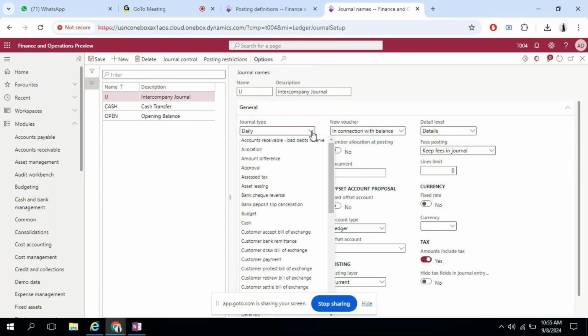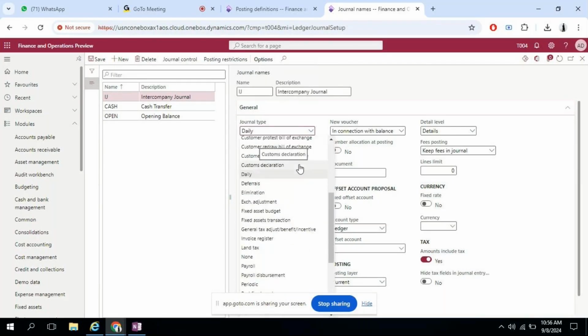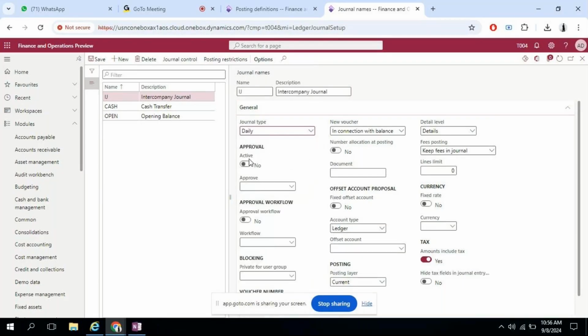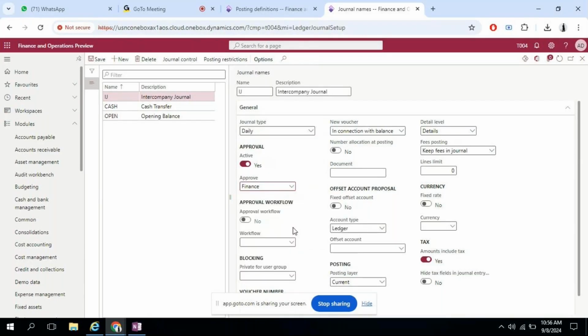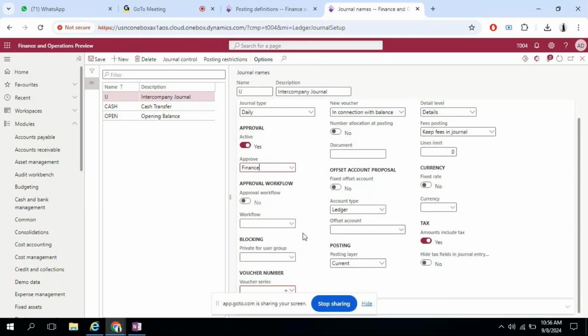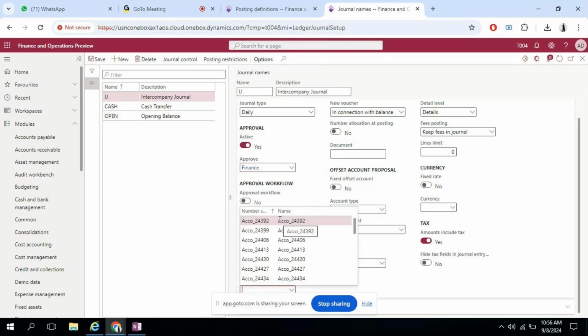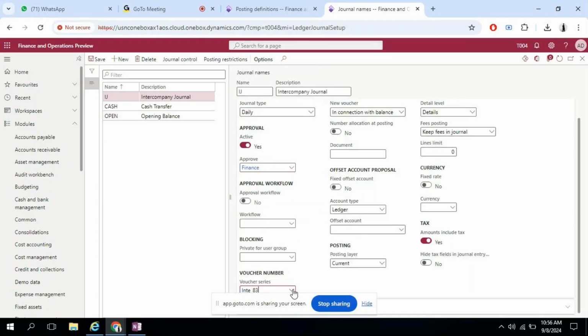This will be of type daily only because it is a ledger to ledger transaction. A separate ledger journal type does not need to be maintained. Right now, as you know, I am trying to keep the standard approval process, so I will put the finance approval over here only. There is a voucher series required. Let me check if there is anything called intercompany journal. Yes, there is an INTE, so I will keep this particular voucher series. The concept of voucher series I have already told you. Right now I will save it and the journal is now created.